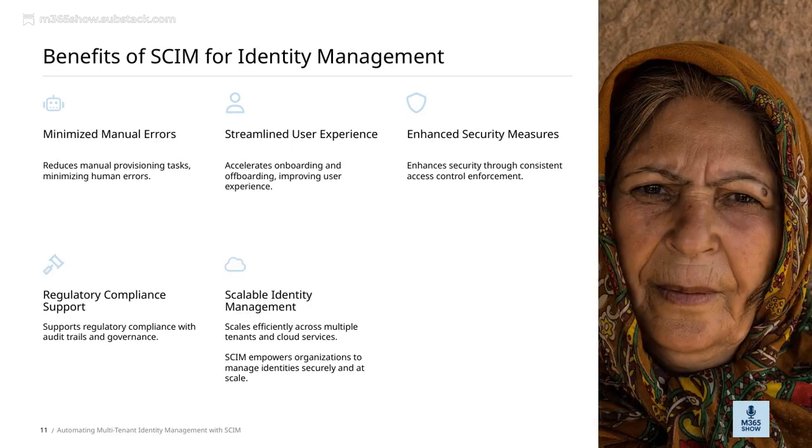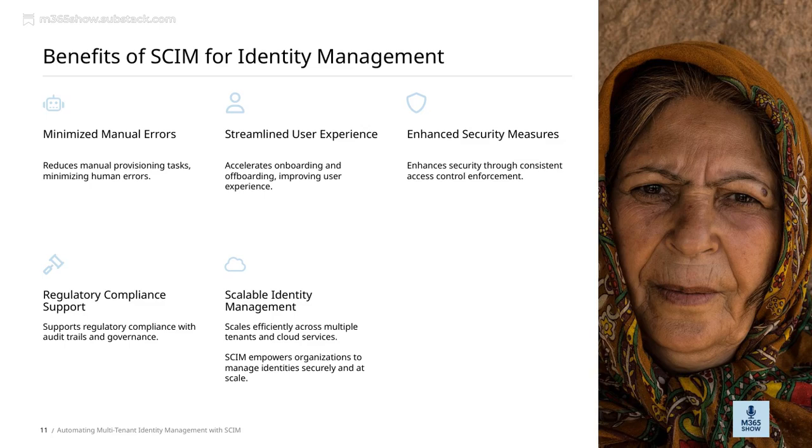Now, let's take a closer look at the benefits of SCIM for identity management. First, one of the key advantages is that it scales efficiently across multiple tenants and cloud services. This means organizations can manage user identities seamlessly, even as they grow or adopt new platforms. SCIM really empowers organizations to handle identities securely and at a large scale, reducing complexity and improving consistency.